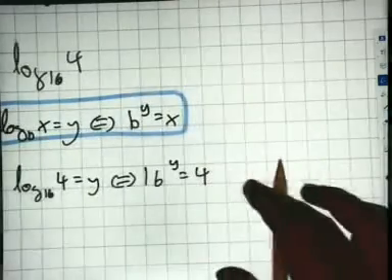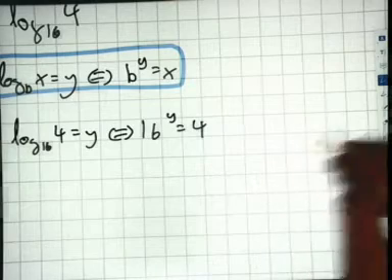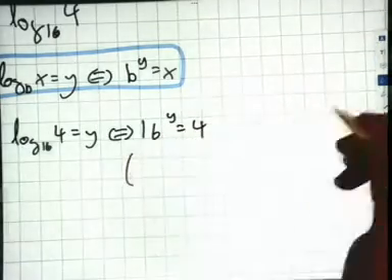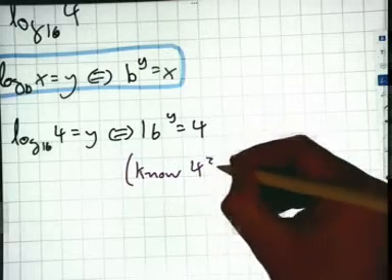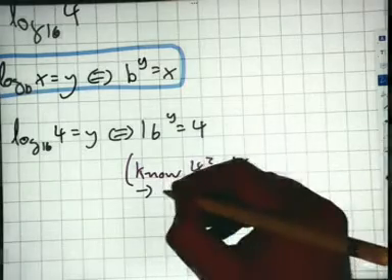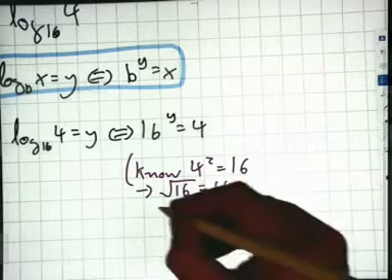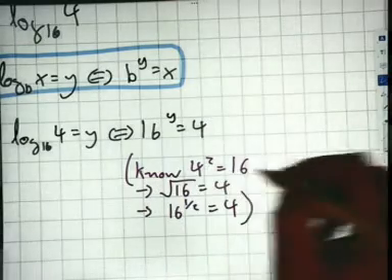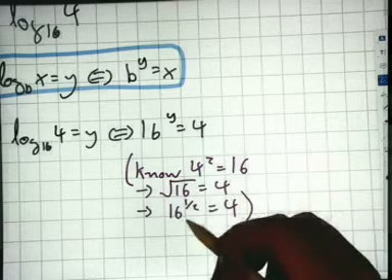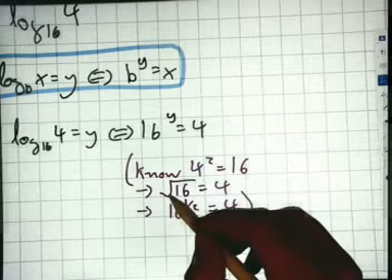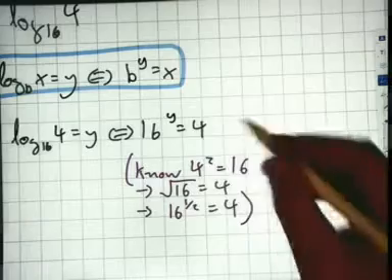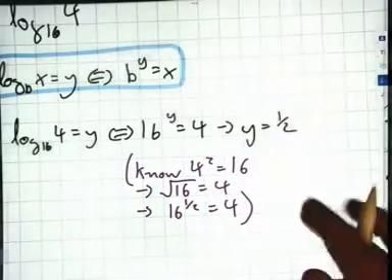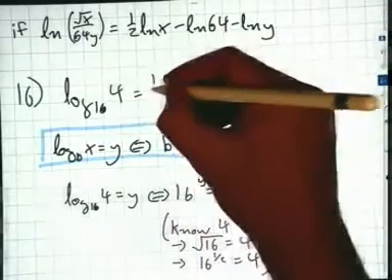All right, so what power do you have to raise 16 to get 4? Well, here's what goes on inside my head. I know that 4 squared is equal to 16. So that means the square root of 16 is 4, which means that if I take 16 to the 1/2, that gives me 4. That's the process that I go through. I can rewrite square root with a rational exponent of 1/2. So that means that y must be 1/2. So what's the answer to this problem? The answer is 1/2.